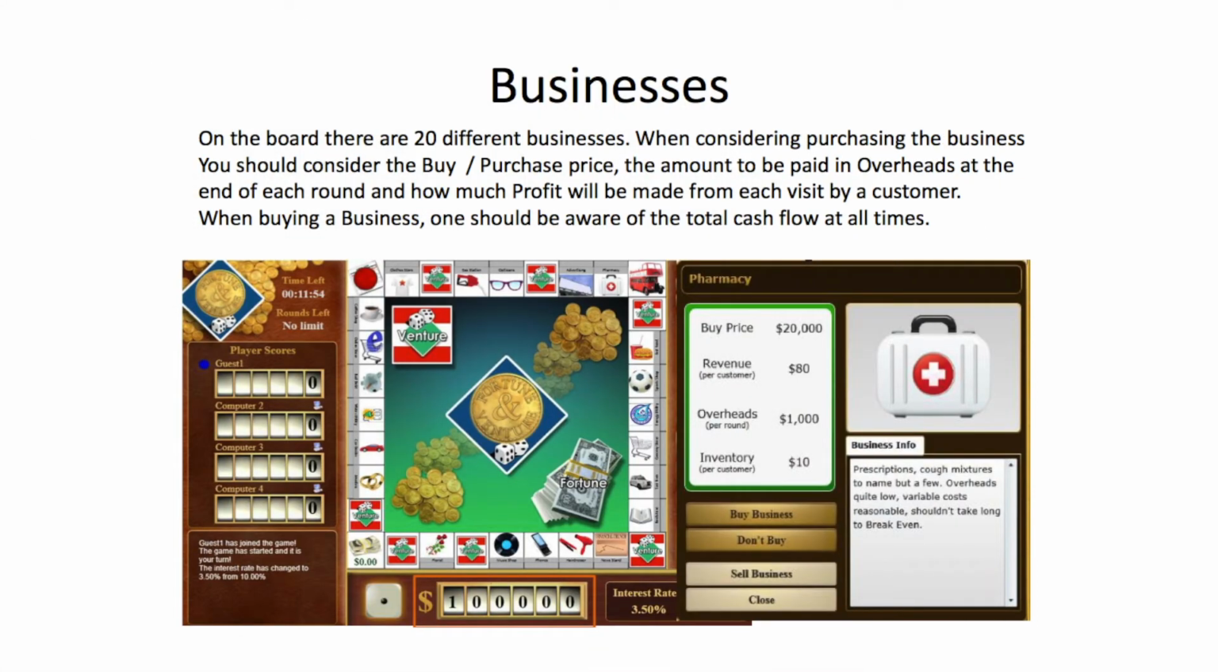Businesses. On the board, there are 20 different businesses. When considering purchasing the business, you should consider the buy and purchase price, the amount to be paid in overheads at the end of each round, and how much profit will be made from each visit by a customer. When buying a business, one should be aware of the total cash flow at all times.